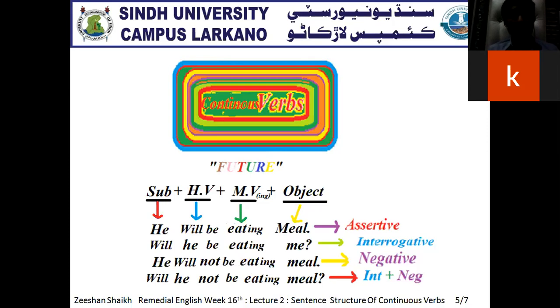We will not write that he will be not eating meal. No, this becomes a wrong sentence. The right sentence is that whenever we are writing the negative sentence, we have to put the not word between the will and be. So the right sentence will be: he will not be eating meal. And then the last, the fourth one, that is an interrogative plus negative sentence. So the right sentence is: will he not be eating meal?